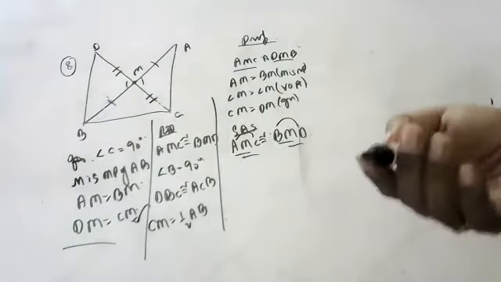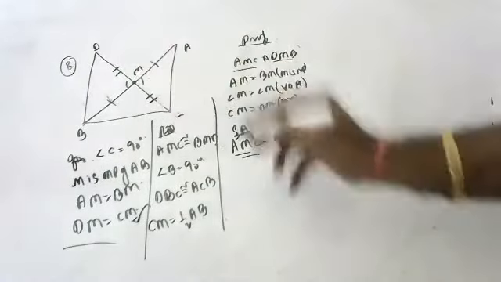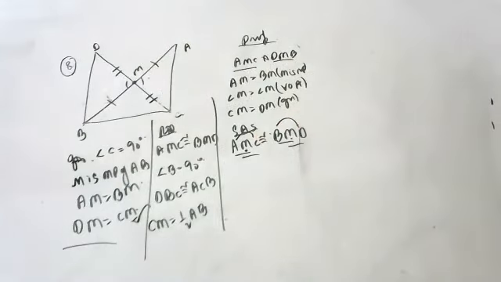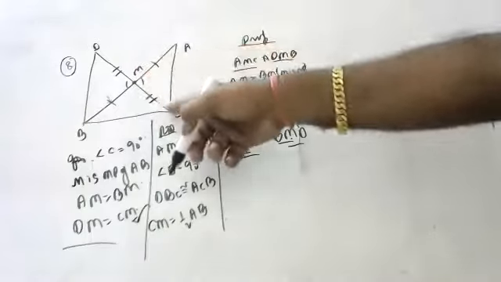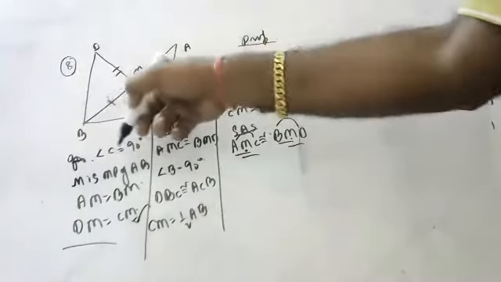Like that, it should come, children. And we know angle M is equal to angle M. That's why angle M and angle M should be in the middle. There should be some correct order, children. AMC, because AM is equal to BMD.